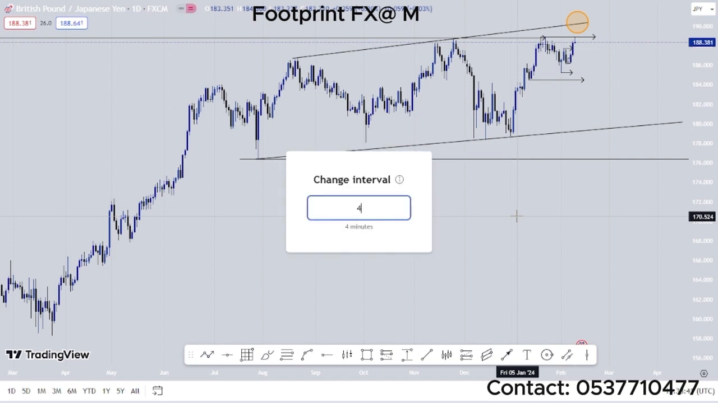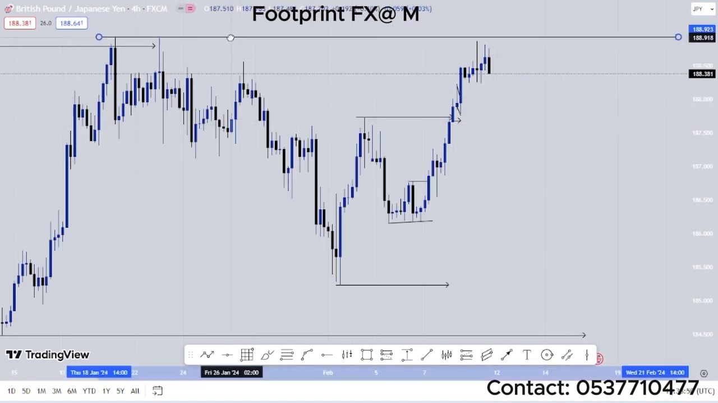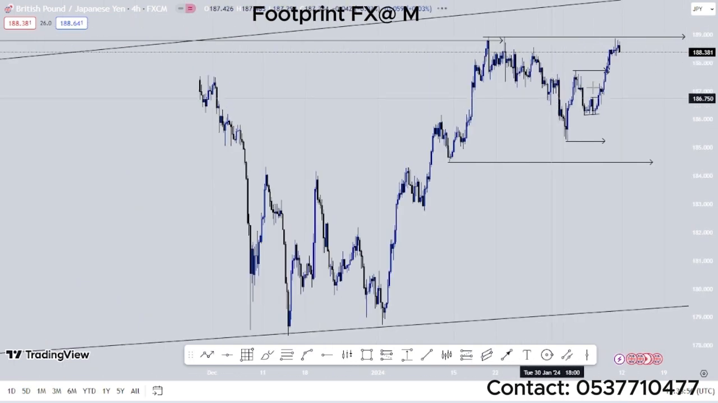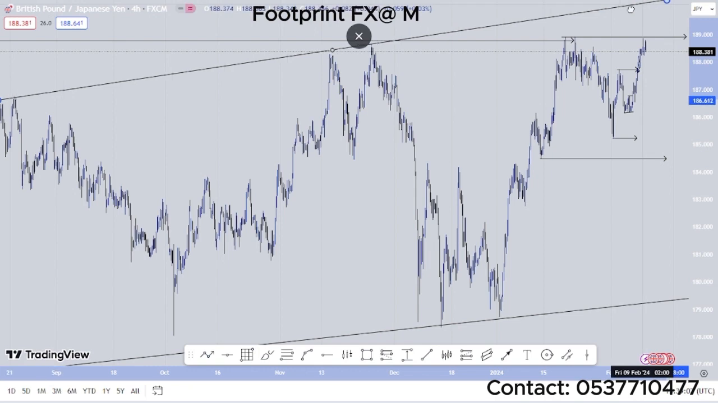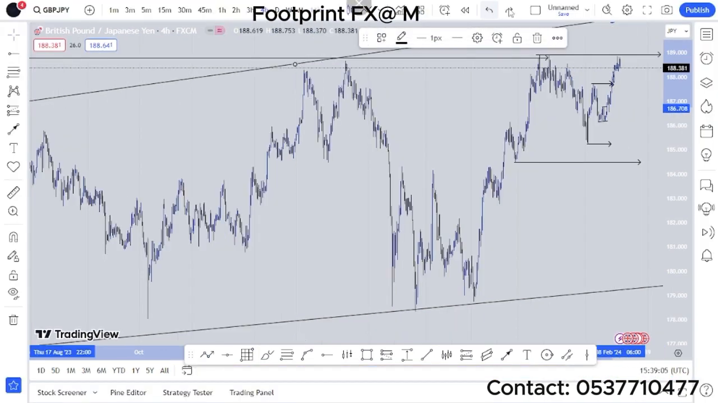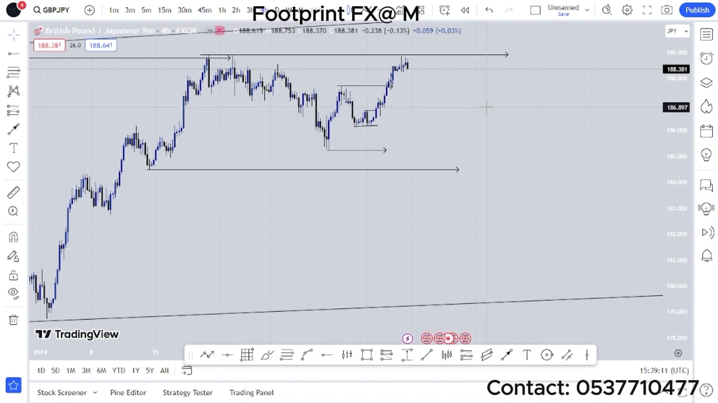So let's go to 4 hours. Let me delete this. What is happening is that we have this area where a lot of people were thinking that we can sell from this double top, and it can be possible. A double top sell off without getting a clear touch. It can be possible, but not perfect. So let's go further.